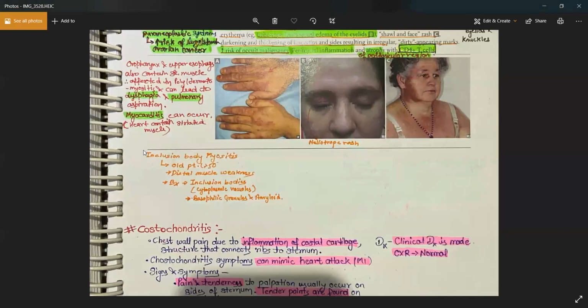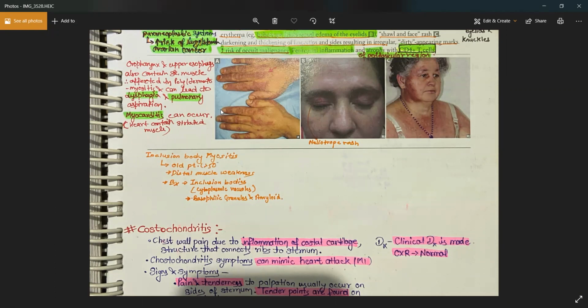Then you also have inclusion body myositis. Although it is not very important, if you encounter a case of this condition, you can easily get this question right. So please note that it is inclusion body myositis. It is seen in patients of very old age, more than 50 years, right?